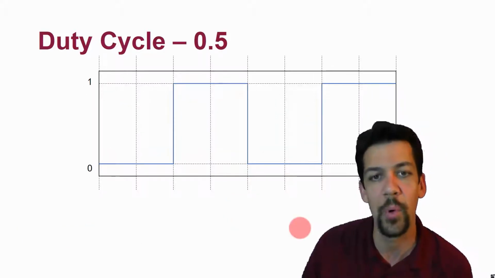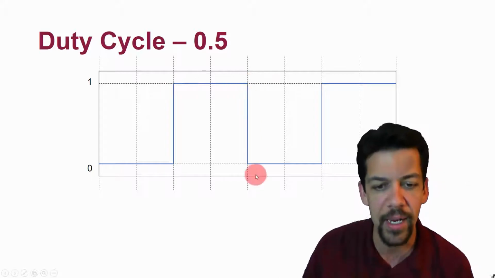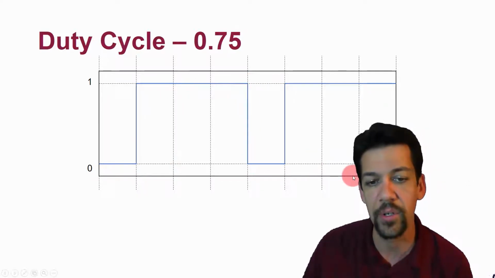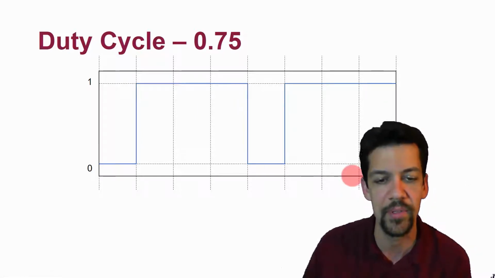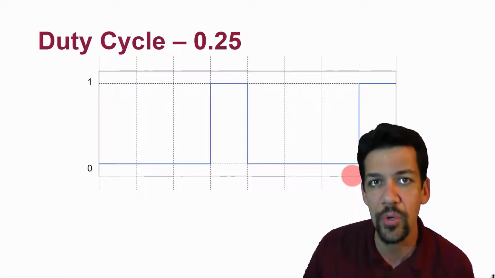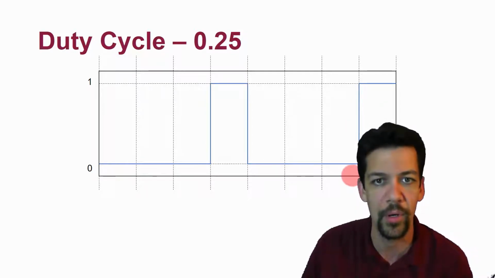So a duty cycle of 0.5, 50%, is exactly half on and exactly half off. A duty cycle of 0.75 is 3/4 of the time it's on and 1/4 of the time it's off. A duty cycle of 0.25 is on a quarter of the time and off three quarters of the time.